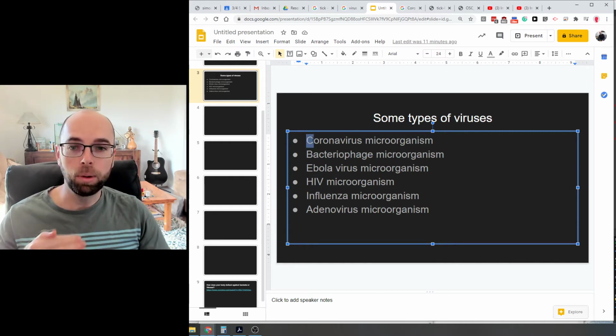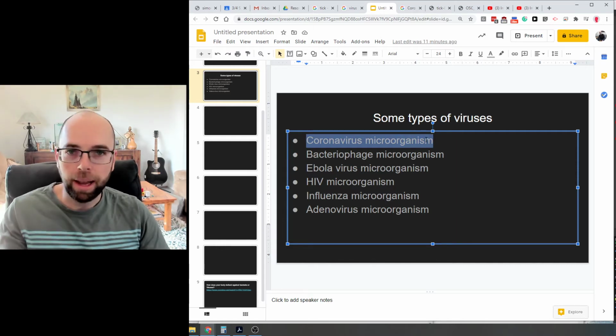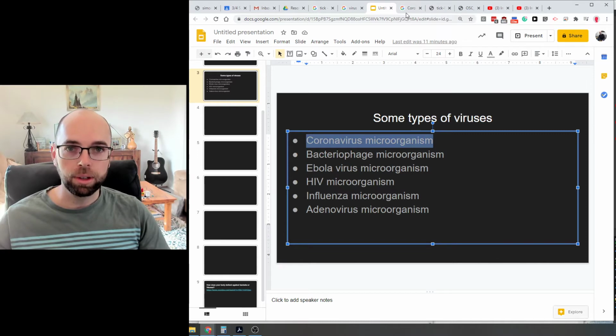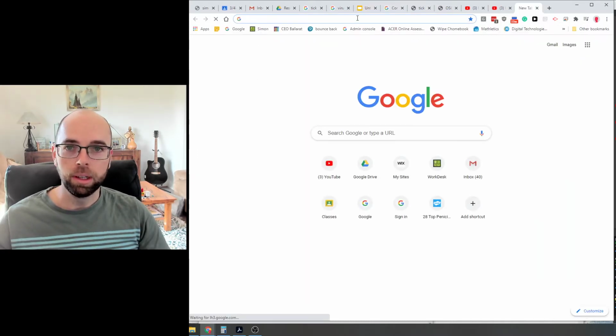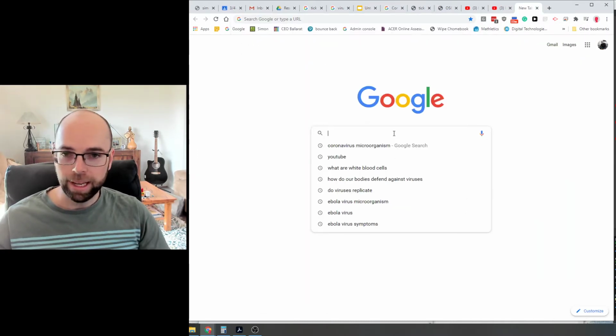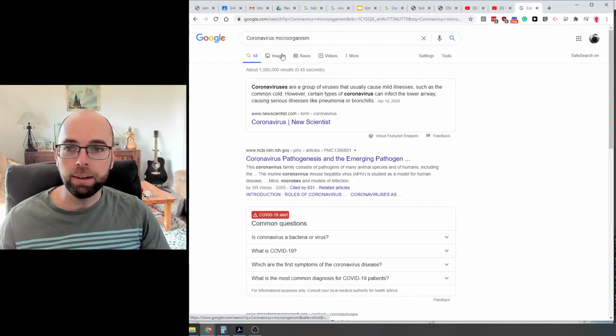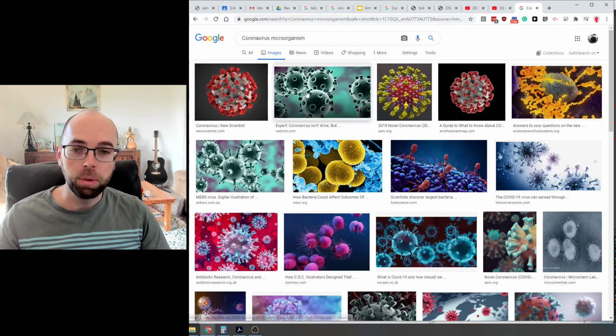So then we actually get a picture of the microorganism, not of sick animals or something like that. Okay, so I'm going to copy a part here. I will go into Google. I'll paste in coronavirus microorganism. And when I go to images, I will then get pictures of the microorganism.